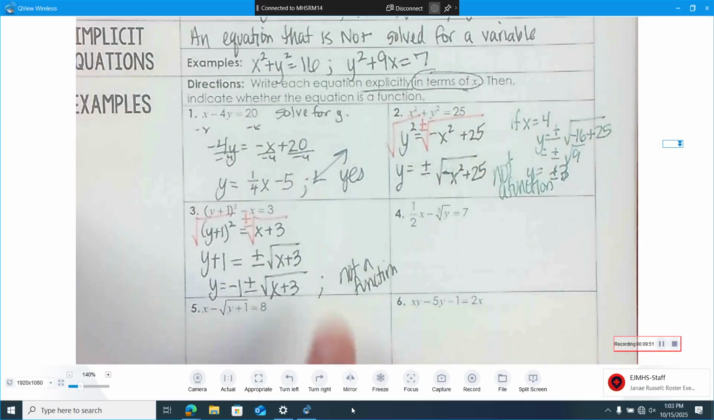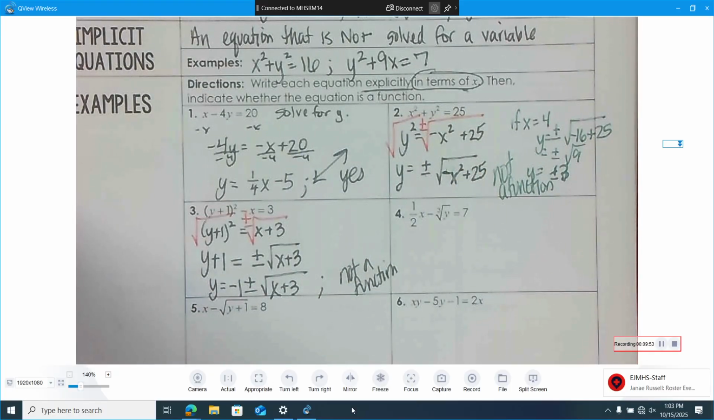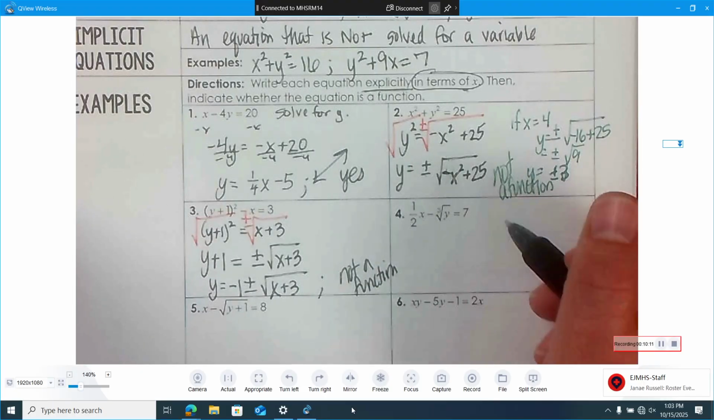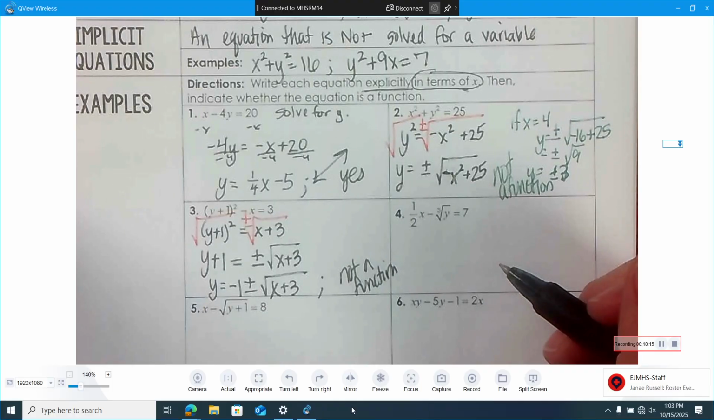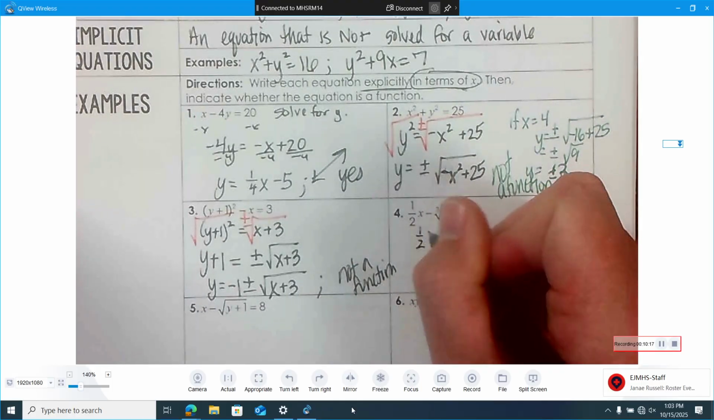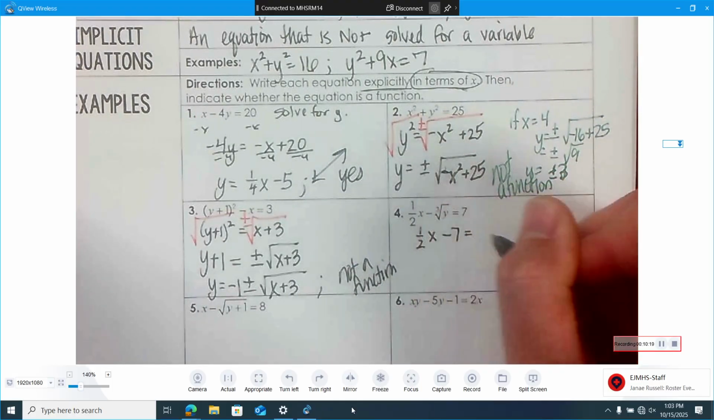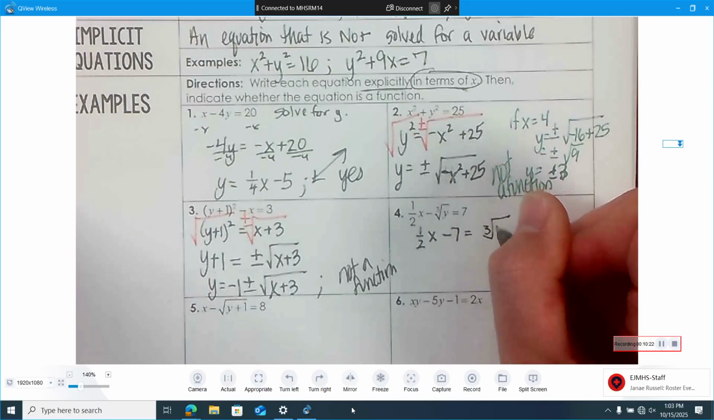And again, we could graph each of those things if we wanted to. Let's see, number 4. What should we do first to solve for y? Add the cube root of y. Subtract 1/2 x. I would subtract the 1/2 x. Can we add the cube root of y and subtract the 7? Yeah, does that work? I don't think so. Yeah, I'd want my cube root to be positive.